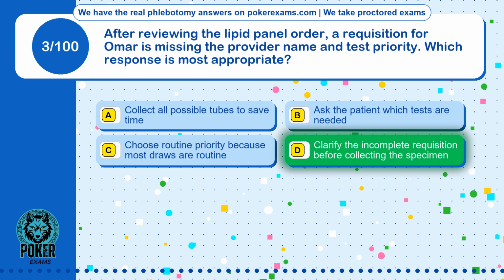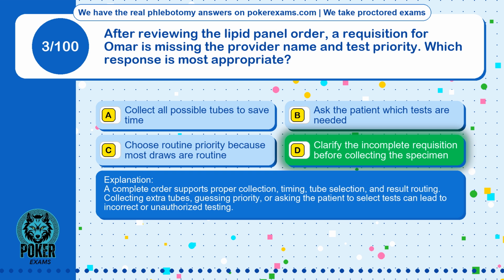The correct answer is option D. Clarify the incomplete requisition before collecting the specimen. A complete order supports proper collection, timing, tube selection, and result routing. Collecting extra tubes, guessing priority, or asking the patient to select tests can lead to incorrect or unauthorized testing.